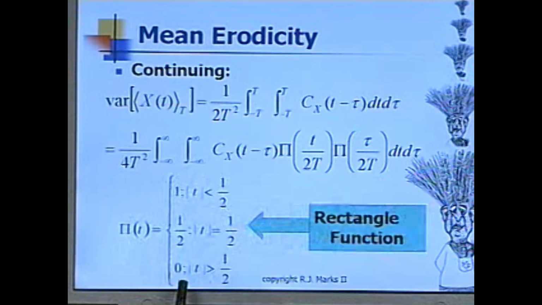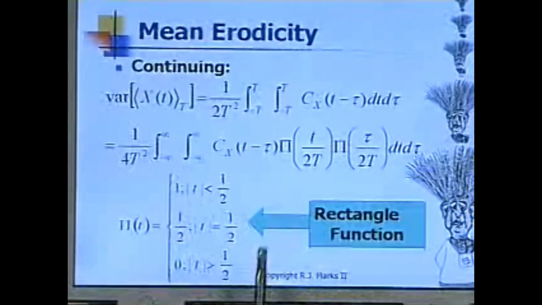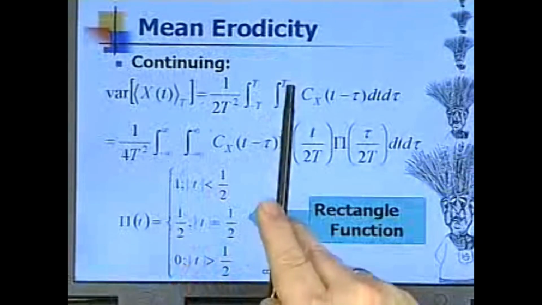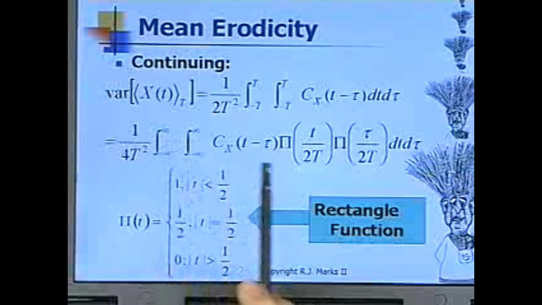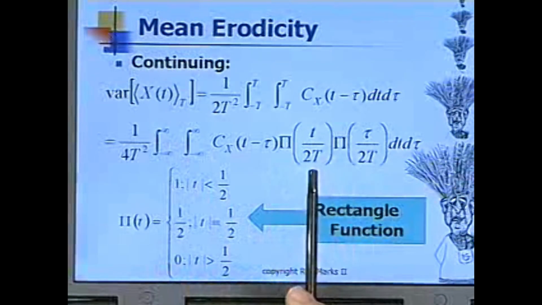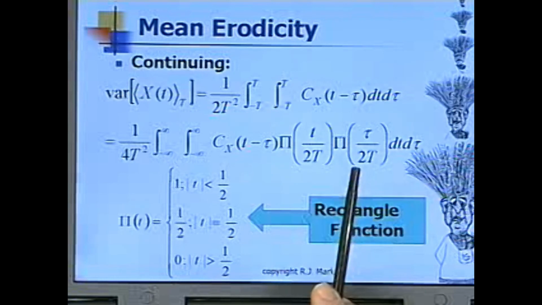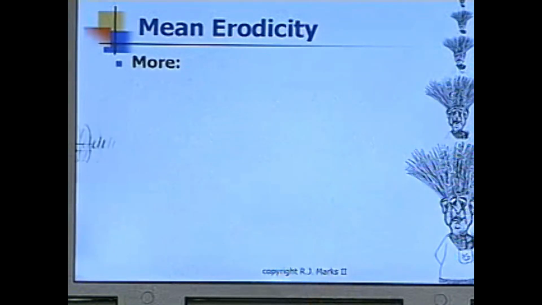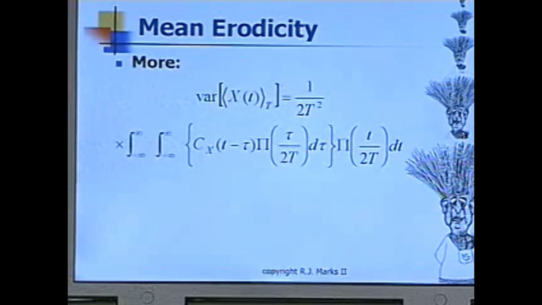I think many of you have seen rectangle functions of this sort before. I use a capital pi. So it's just a window, if you will. So instead of going from minus t to t, I'm going to go from minus infinity to infinity. I'm going to chop it off with window functions here in my integrand. The reason I do this is because it allows me to do a nice variable substitution.